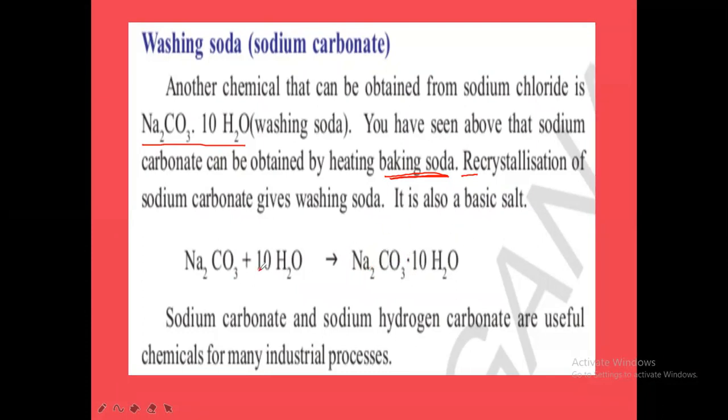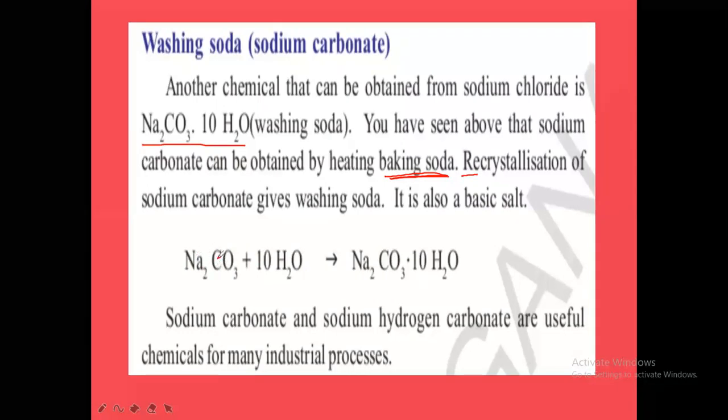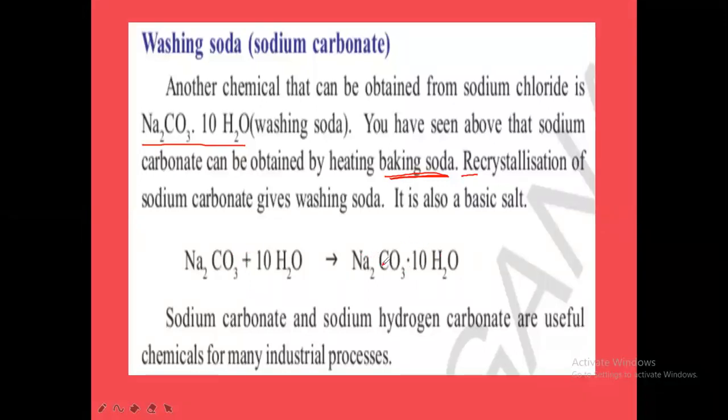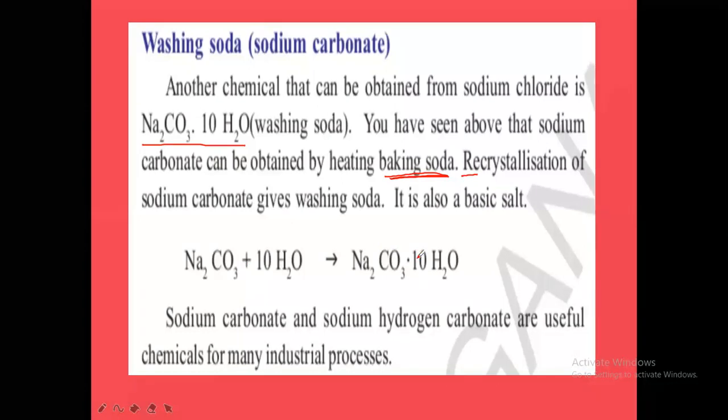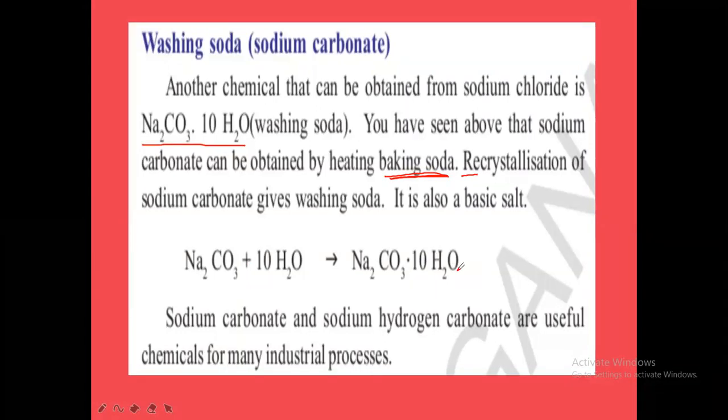Okay. So what is here? Recrystallization process. So recrystallization of sodium carbonate in water will produce Na2CO3·10H2O. Recrystallization is nothing but first we dissolve Na2CO3 in water. After that we heat. On heating at one particular temperature, the crystals of Na2CO3 will be obtained. The crystals will have composition Na2CO3·10H2O. This is sodium carbonate.